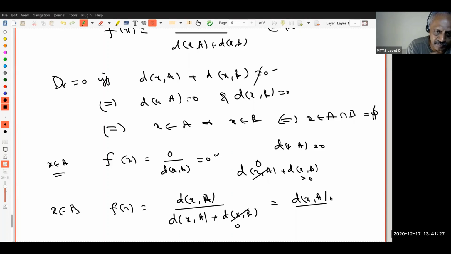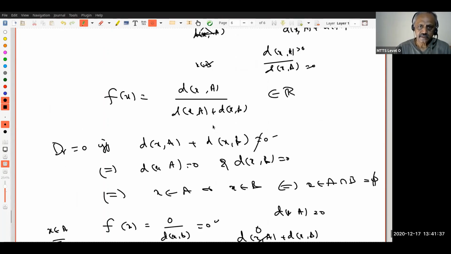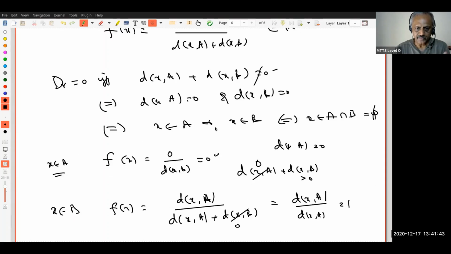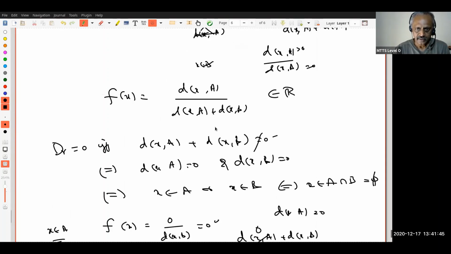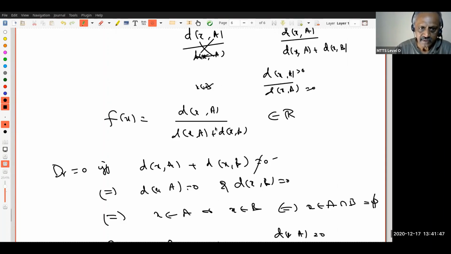Therefore, dxa must be positive. By dxa, that's also positive. Therefore, it's equal to 1. You follow that? Okay. Next, what remains? So f is a real valued function from x to R, so that f equals 0 on A and f equals 1 on B. And the next thing is, is it continuous? Is that clear why it's continuous?